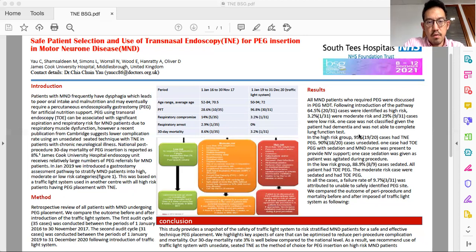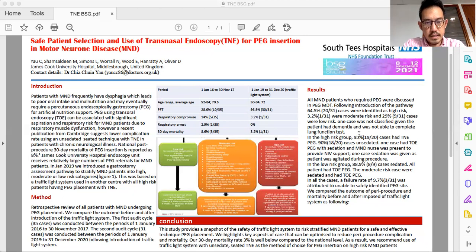We compared the outcome of peri-procedure complications and mortality before and after the introduction of the traffic light system. There were significant reductions in respiratory compromise from 40% to 3.2%, respiratory arrest from 2.9% to 0, and 30-day mortality from 8.6% to 3.2%.